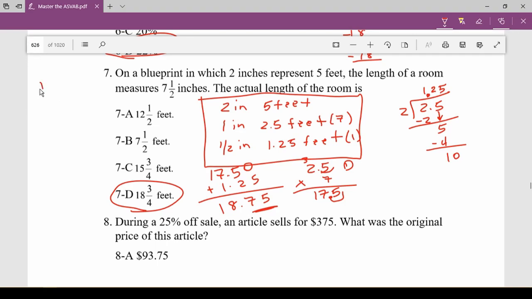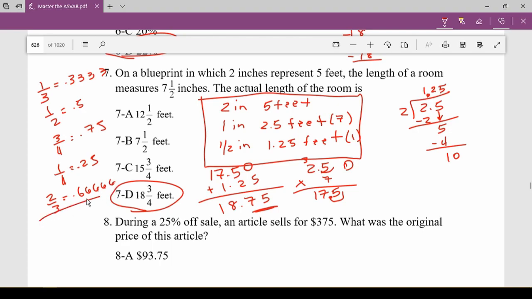Just a rule of thumb, 1 third equals 0.3333. 1 half equals 0.5. 3 fourths equals 0.75. 1 fourth equals 0.25. 2 thirds equals 0.66666. You need to know these common fractions, because when you get something like this, you need to be able to go from decimal to fraction real quickly, which I just did. Otherwise, you might get this problem wrong. You might think you have made a mistake and then come up with a goofy way to try to answer this.